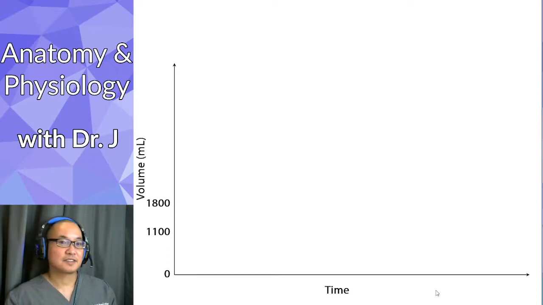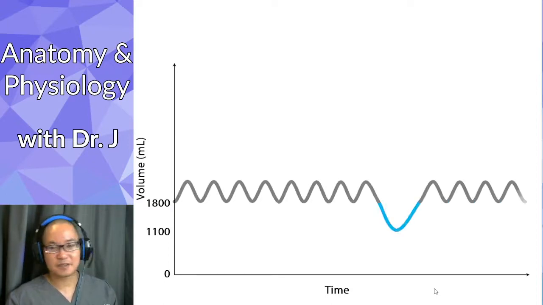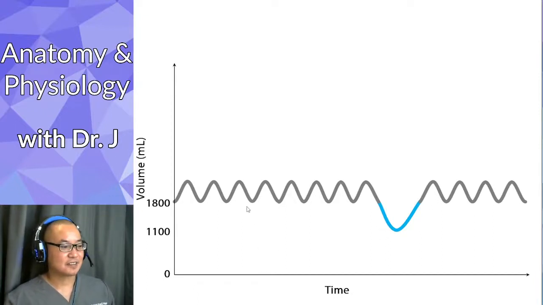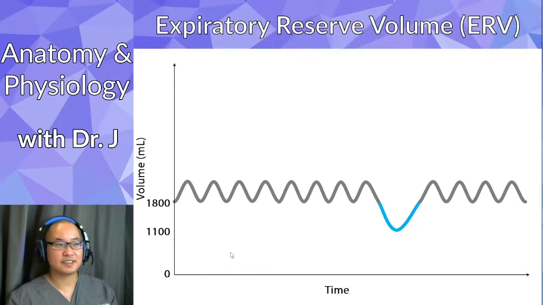Okay, now let's look at another spirogram. Here we have regular quiet breathing, but something different happened. Every time the lung volume goes down, that means we're exhaling because we're reducing the volume in our lungs. What happened with this line right here is that they exhaled more than they usually do during quiet breathing. So what we're trying to measure here is the ERV, the expiratory reserve volume, how much more you can breathe out. So in this graph, how do you measure that? It's just like IRV: peak to peak.